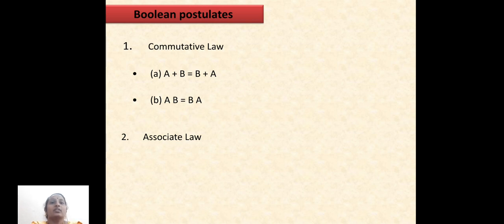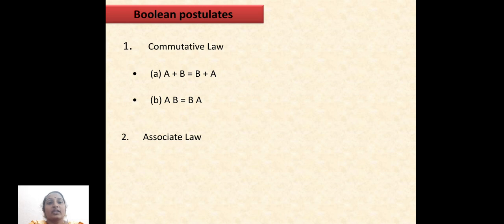Now while coming to the Boolean postulates, a postulate means a rule, a law. Some different laws were invented by the scientist George Boole, and according to his name, these rules are called Boolean postulates. So the first postulate in Boolean algebra is the commutative law.